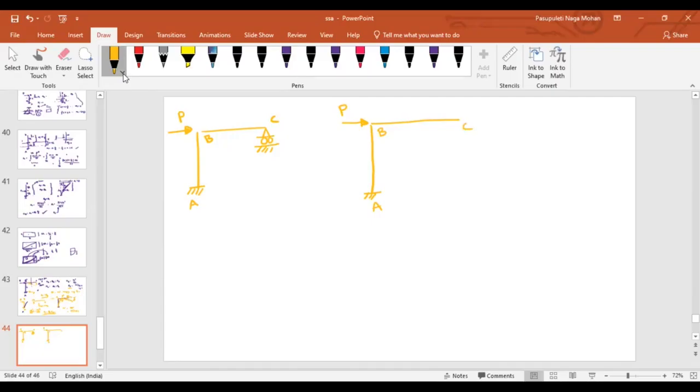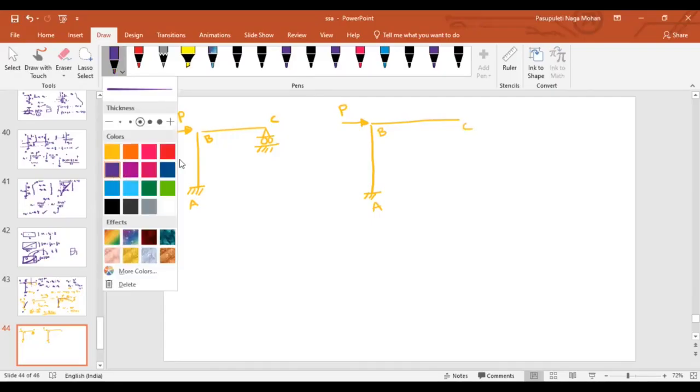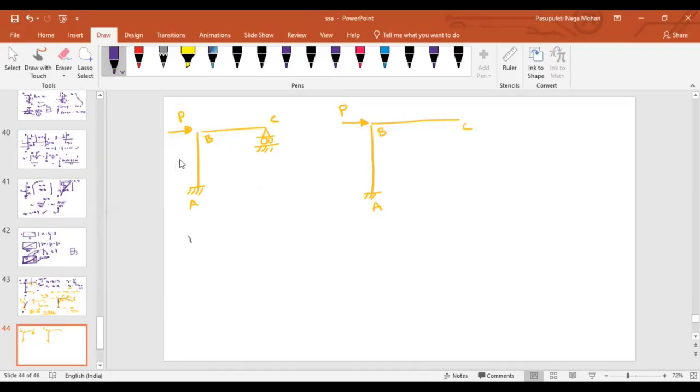On what basis or where will the effect come because of this roller support? In the vertical deflection at C. In the previous case, as the rotation is at point B, the deflection at point C is allowed, right? Yes, sir. But here, what is happening because of the roller support? It won't allow any vertical deflection.